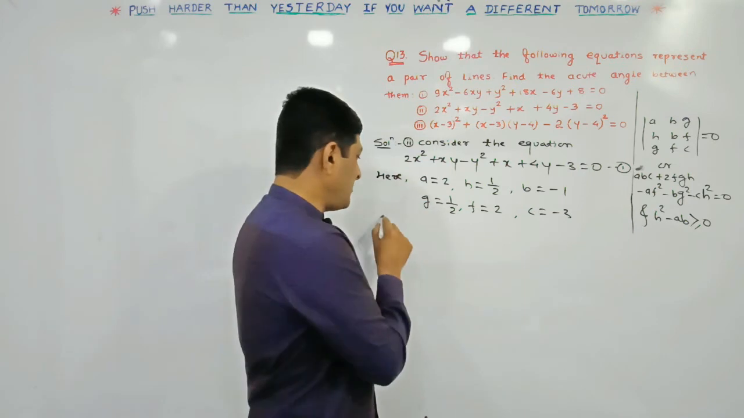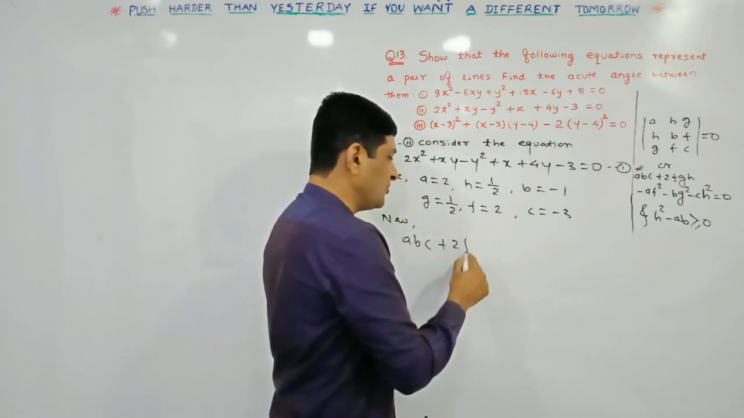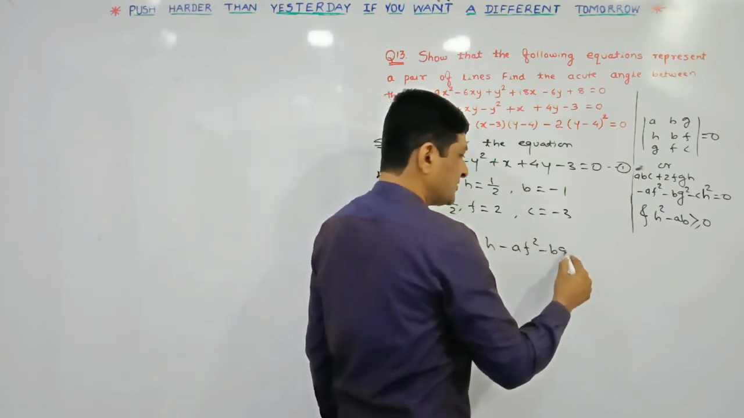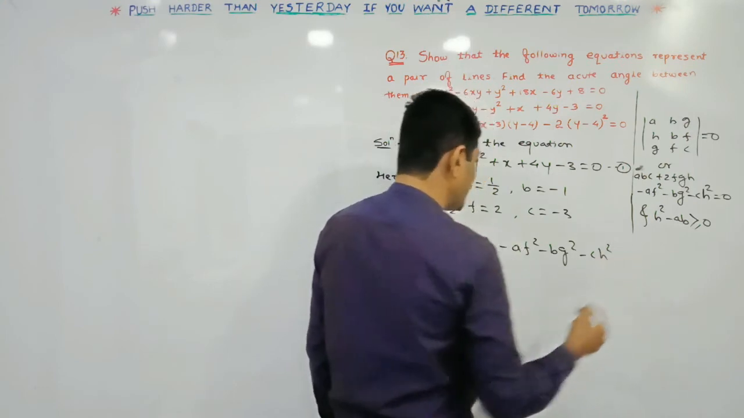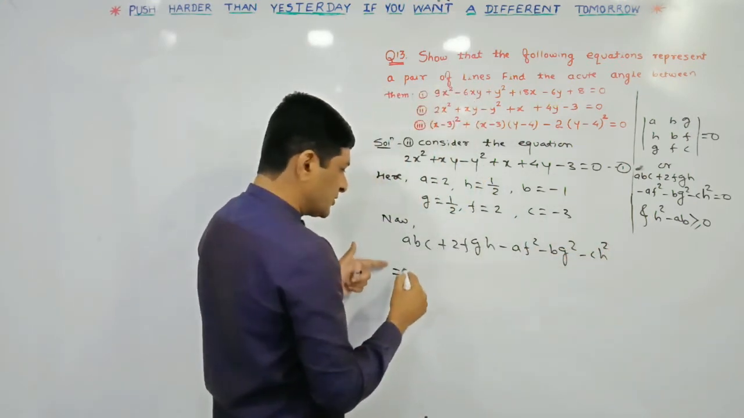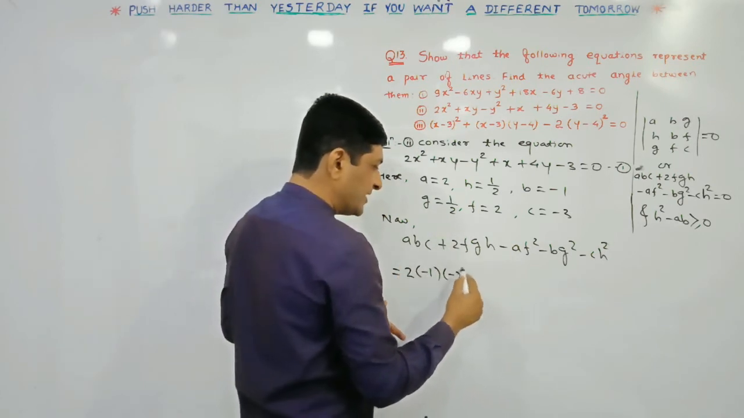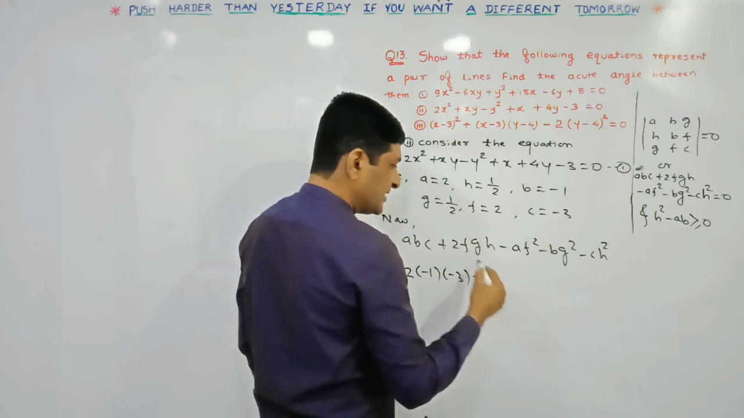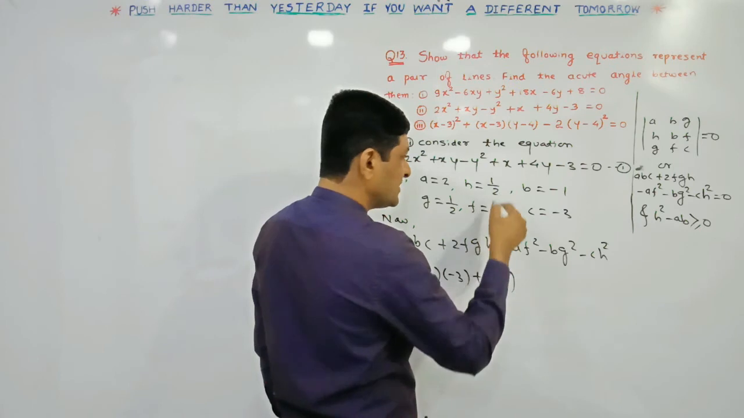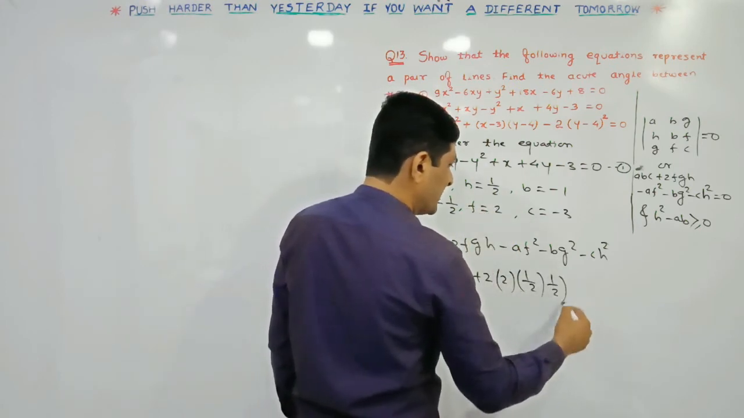So here now we are finding the value of abc plus 2fgh minus af square minus bg square minus ch square. So let us substitute the values here. A is equal to 2, b is equal to minus 1, c is equal to minus 3, plus 2, keep it as it is, replace f by its value. What is the value of f here? 2. Then g is equal to 1 by 2 and h is also equal to 1 by 2.